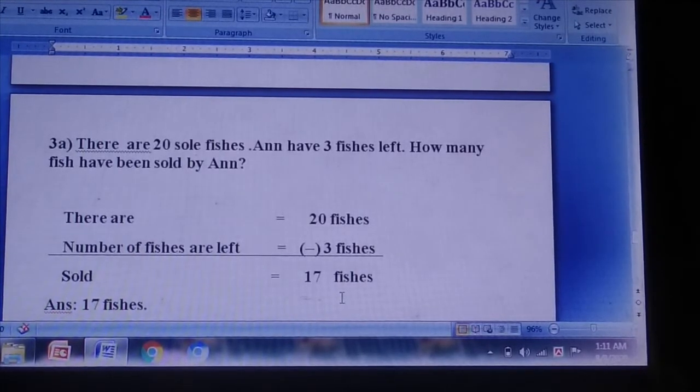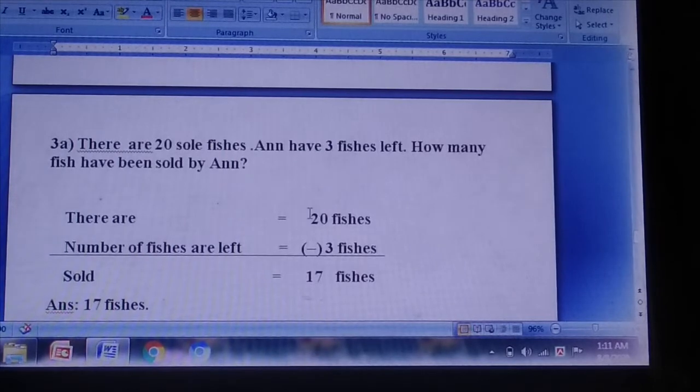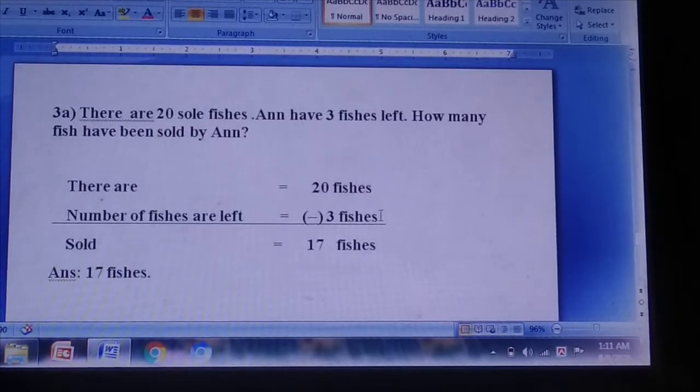I repeat, when we subtract any number, we start subtracting from our right side, and when we borrow any number, we cut that borrowing amount from the beside number. So 2 minus 1 is 1 and this one directly comes down below the line. So our answer is 17 fishes. Okay.